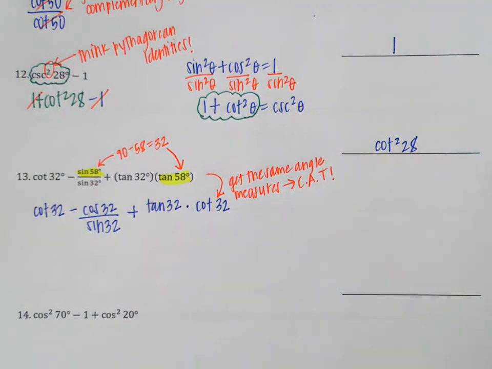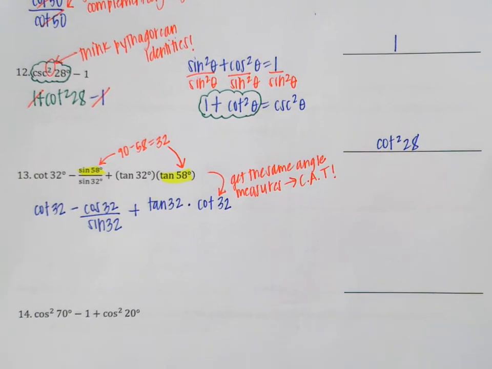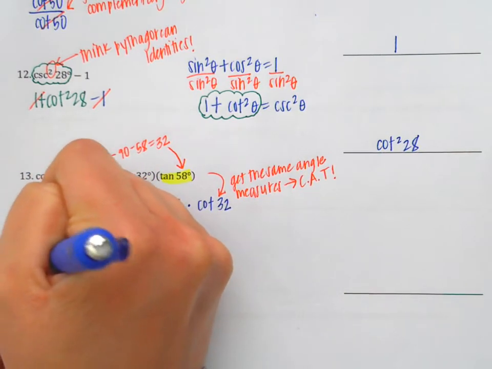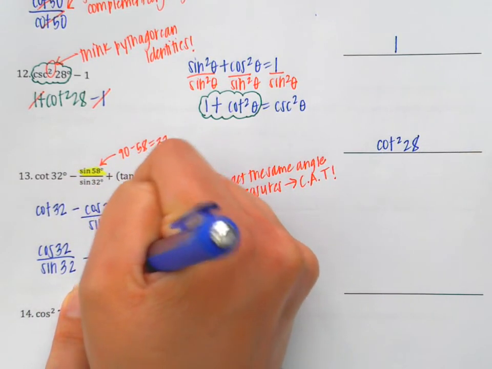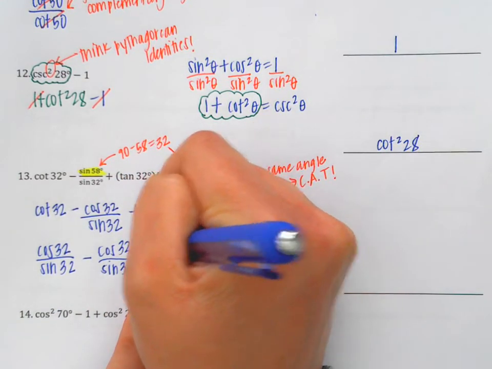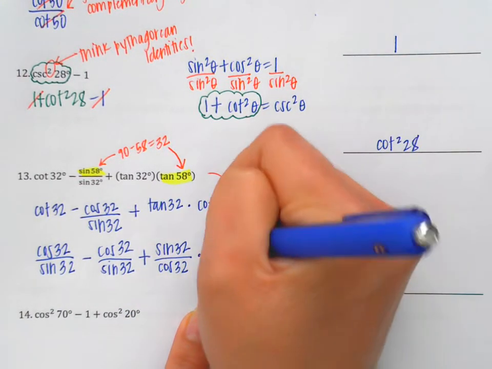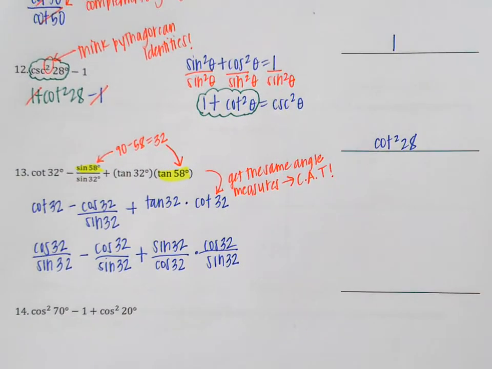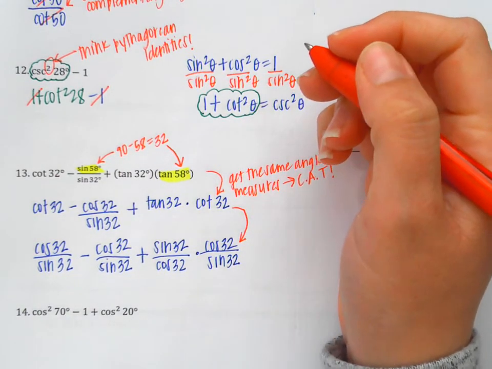Okay, so from there, the next thing I always want to do, I don't have any squared terms in there, so I don't have to think about the Pythagorean identities. But what I do want to do is convert everything in terms of sine and cosine. So cotangent, I know cotangent is cosine 32 over sine 32. And then this is already in terms of cosine and sine. And then tangent, I know, is sine 32 over cosine 32. And then cotangent 32 is cosine 32 over sine 32. And so what I did there, just to reiterate, I changed all terms into terms of sine and cosine.